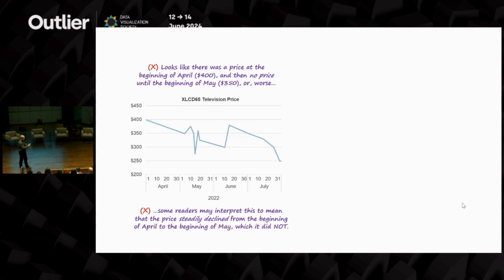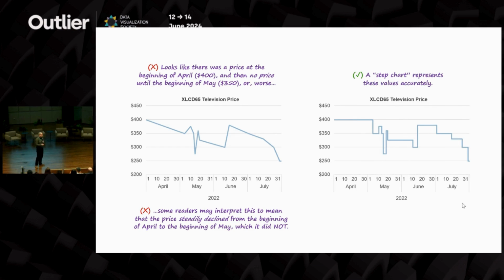And so I think that this is a red X. This is a mistake. Instead, I think we pretty much have to use a step chart. And so now it's just showing the data accurately. It's very clear that, oh yes, from the beginning of April to the beginning of May, it was $400 the whole time. Again, maybe a less familiar chart type. And in the workshops that I teach, I talk about how to quickly teach people how to read new chart types like this. But yet another situation where using a standard line chart was problematic.